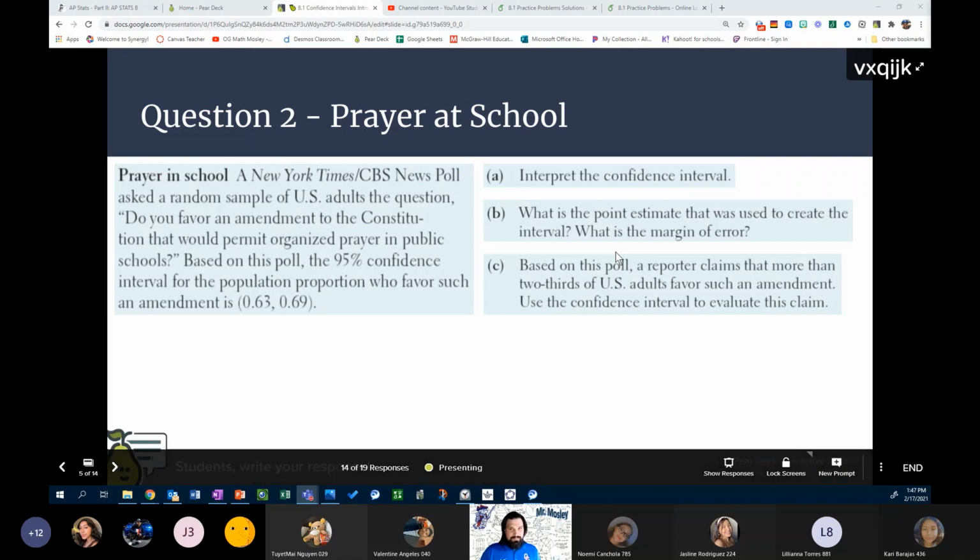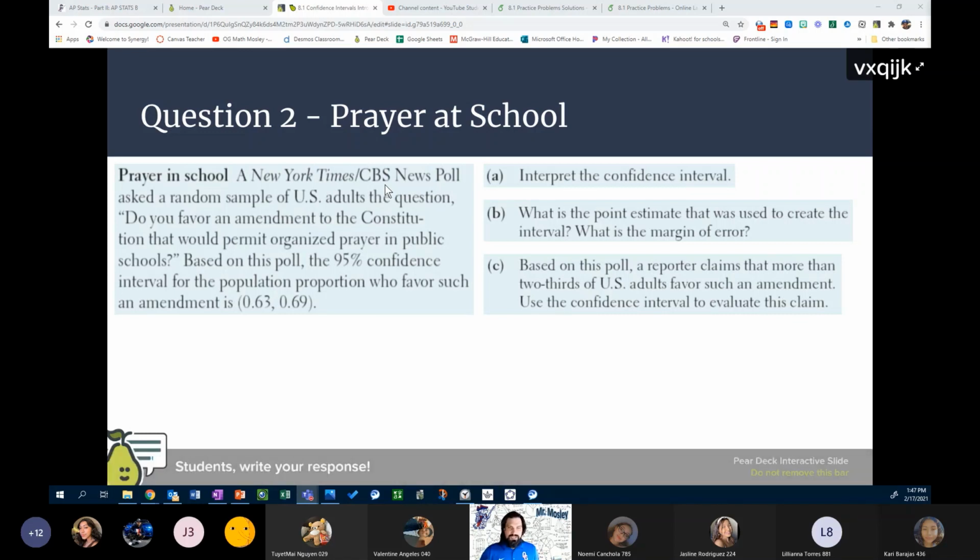So for part A, interpreting the confidence interval. The pollers from New York Times and CBS are 95% confident that the interval from 0.63 to 0.69 contains the actual proportion of the population who favor such an amendment. That's what that means, that confidence interval. We're fairly certain, to a 95% confidence, that the actual proportion is somewhere between 0.63 and 0.69.